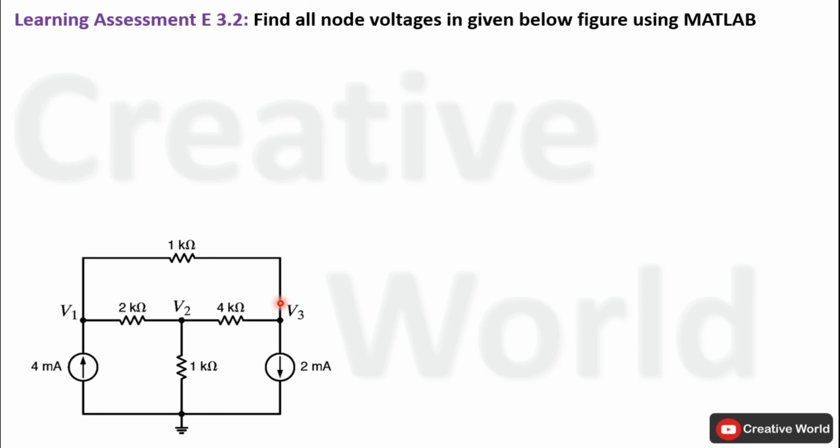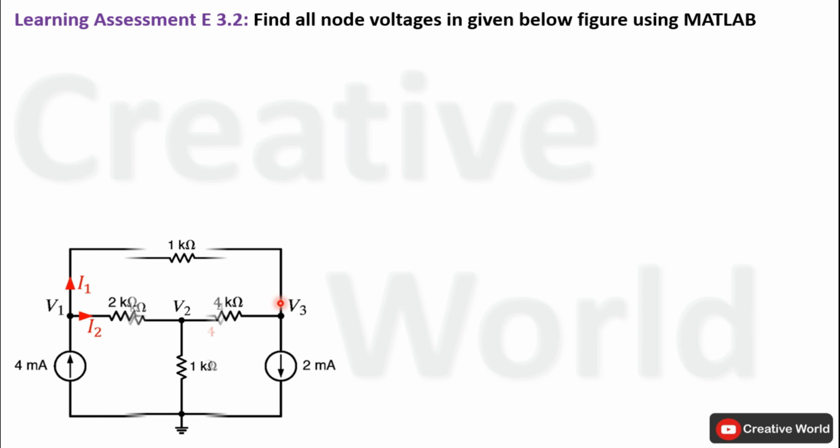Before we apply the node analysis technique, first of all we have to assume all unknown branch currents along with their directions. I am assuming these branch currents with specified directions. On this node, currents I1 and I2 are leaving while 4 mA current is entering. Similarly, on node 2, labeled as V2, one current is entering, I2, while 2 currents are leaving, I3 and I4. And on this node, 2 currents are entering, I1 and I4, while only one current is leaving, that is 2 mA. Now we will start finding the node voltages one by one.